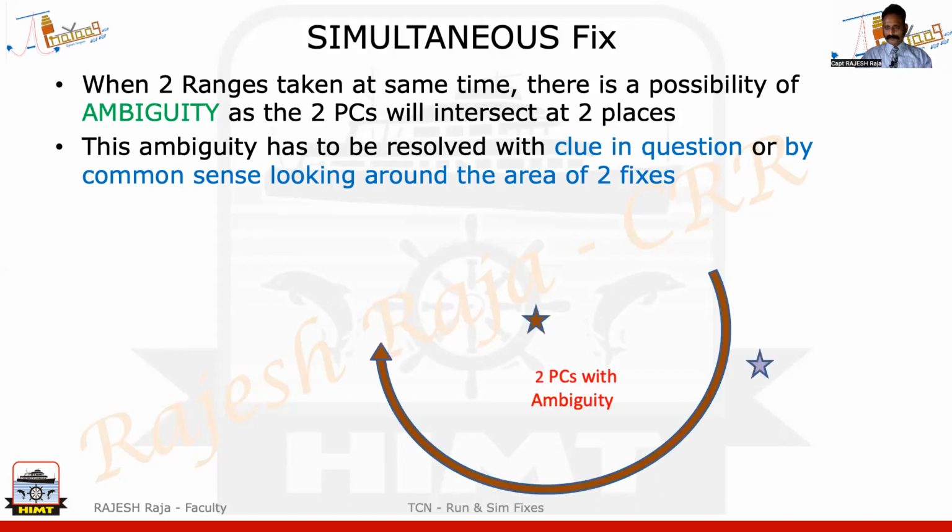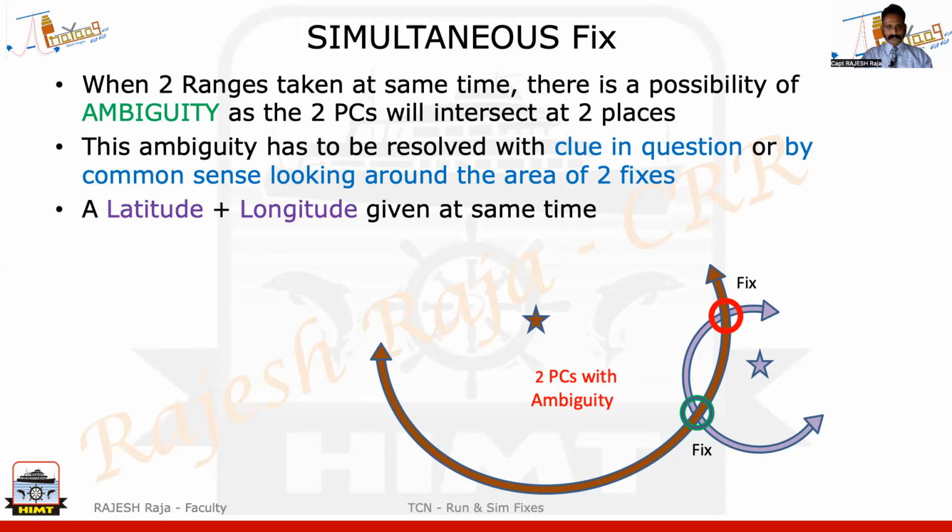So let me just quickly show you a possibility of ambiguity. You can see here. One of them I marked with red, assuming that when I looked at the chart, I felt no, because of some depth or danger or land or whatever it is, this is not possible. So this you'll have to make out. Lat long is the easiest one. I'm going to draw a latitude, then a longitude, and it's going to be a fix.